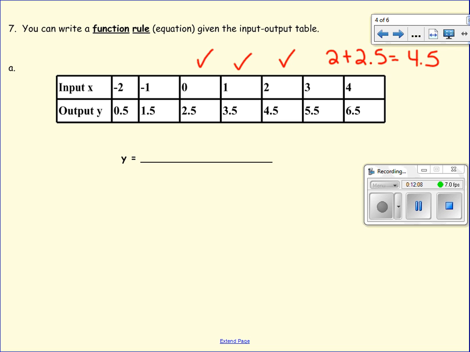So our function rule for this example would be x plus 2 and 5/10 will equal our y. Again, try to determine a strategy as to what you did to the input to get the output. If your number is increasing, then you could possibly be adding or multiplying. If it's decreasing, you possibly could be dividing or subtracting.